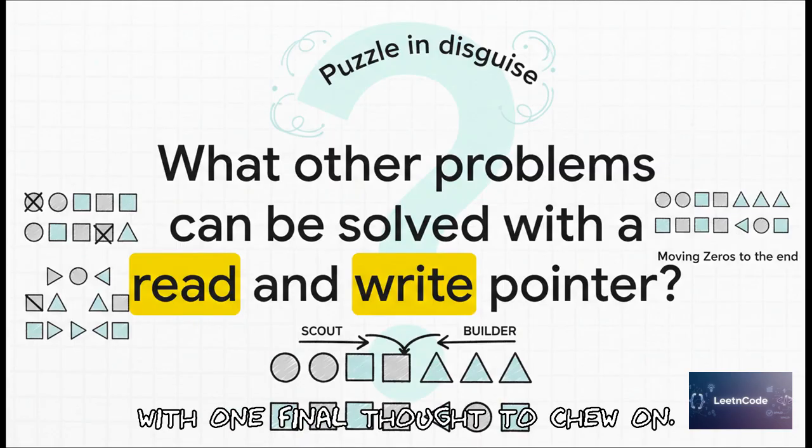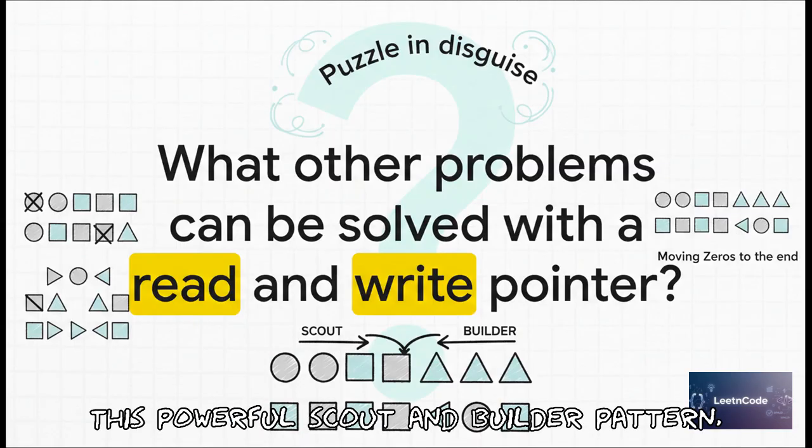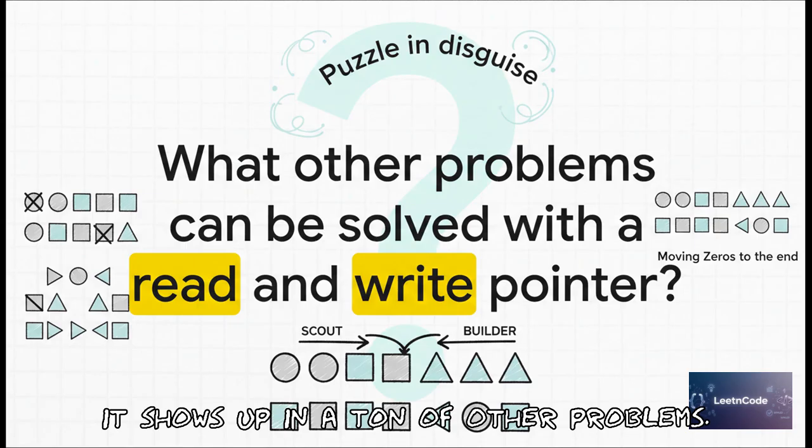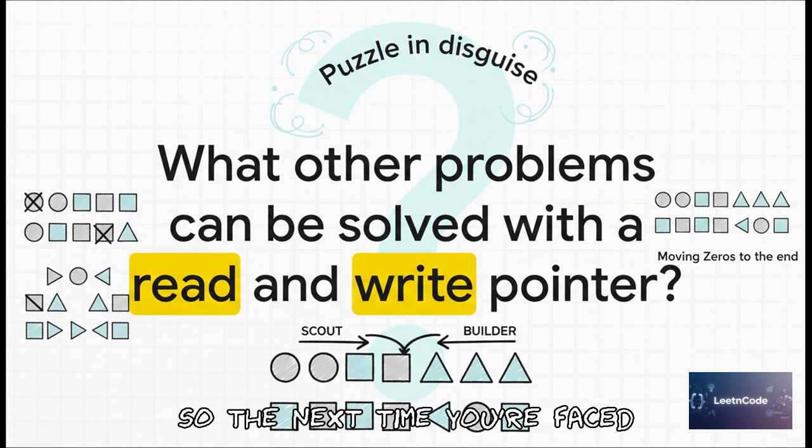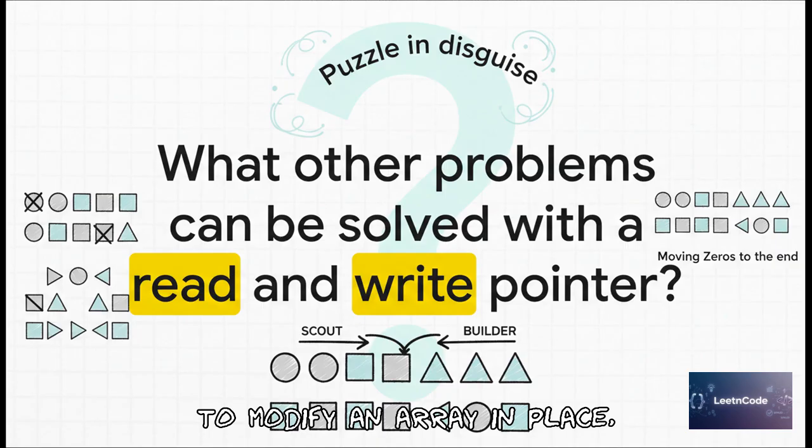And that leaves us with one final thought to chew on. This powerful scout and builder pattern shows up in a ton of other problems. Things like removing duplicates from a sorted array or moving all the zeros in an array to the end. So the next time you're faced with a problem that tells you to modify an array in place, just ask yourself, could this just be another pointer coordination problem?